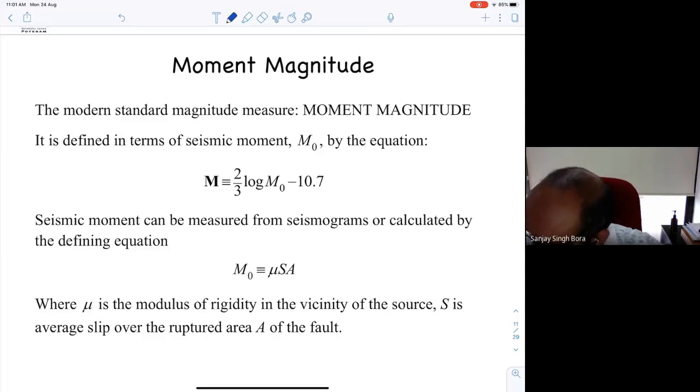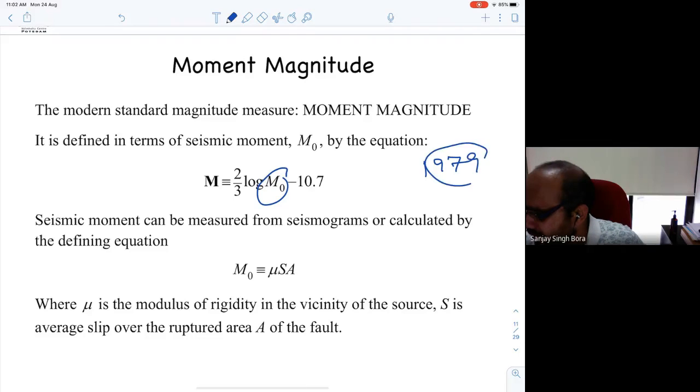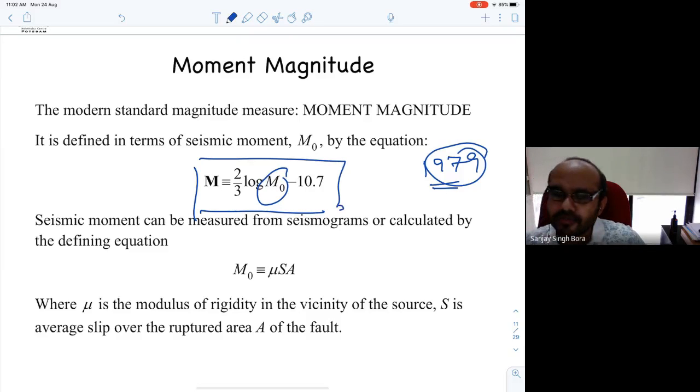So from M0, Hanks and Kanamori in 1979 gave one new magnitude scale, which is called moment magnitude. You can clearly see this magnitude is directly proportional to M0. So moment magnitude never saturates because it is based on the seismic moment, which is essentially proportional to the size of the earthquake.